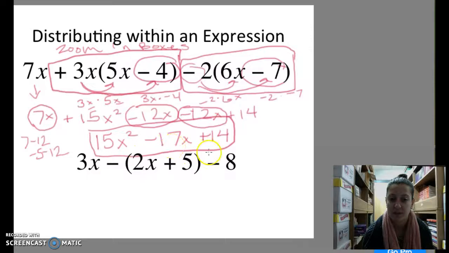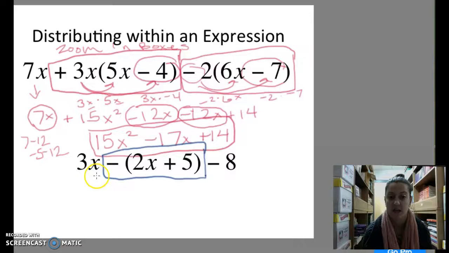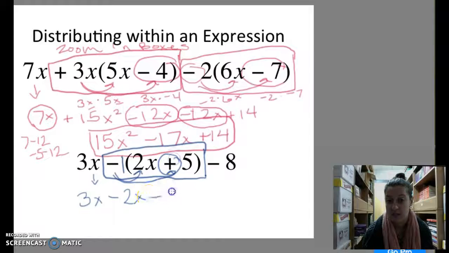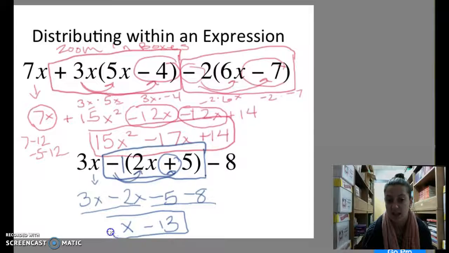Okay, down here I'm going to use a different color. I see parentheses. Zoom in box ends at the end of the parenthesis and starts at the first sign you see. Okay, so this comes down. 3x. This is really a negative 1. You can write that negative 1 if you want. So this is saying the opposite of this whole expression. So negative 2x and negative 5 minus 8, which just simplifies to be x minus 13. And then we're done.